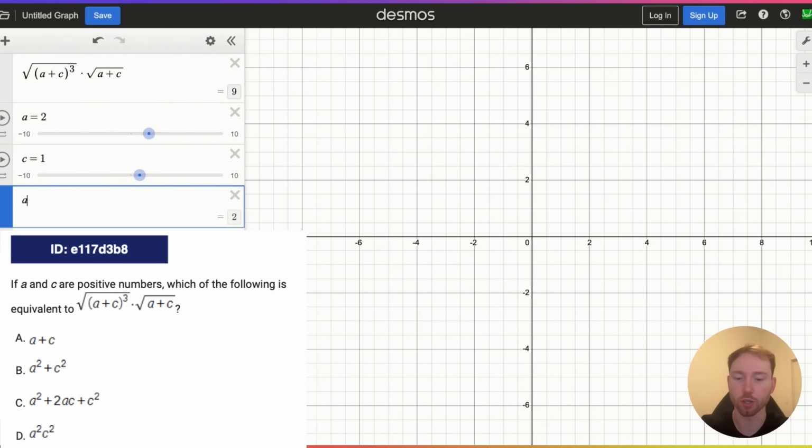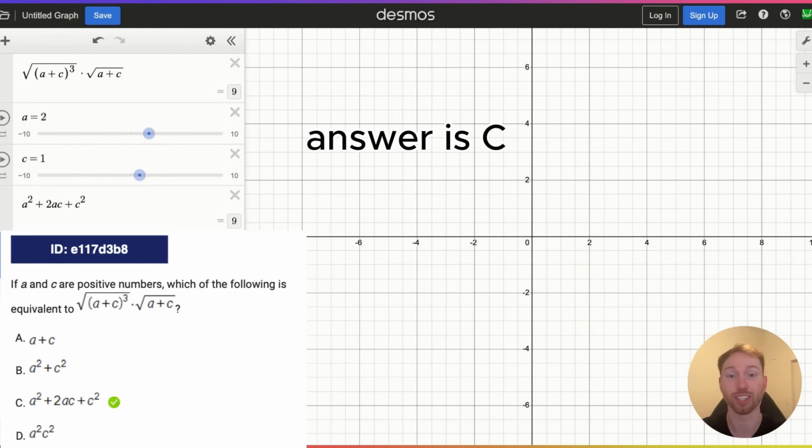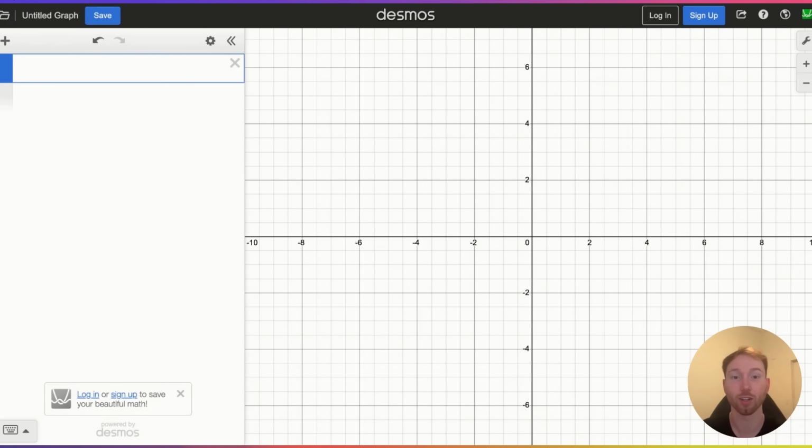We can do a squared plus 2ac plus c squared, and that gives me 9. Let's double check by putting in D. A squared times c squared gives me 4, so therefore C is going to be the correct answer for this question. Take a look at this next question.